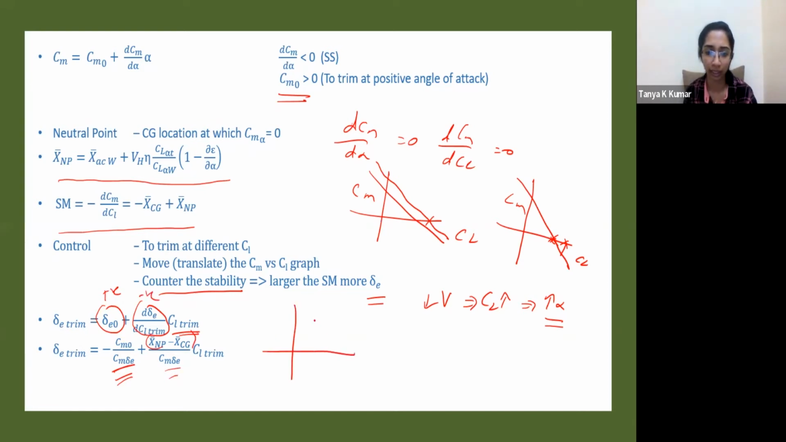So your delta E versus CL trim graph is like this. You have a positive intercept and a negative slope. Okay, so this graph gives you how much you need to deflect your elevator to fly at any given CL trim. This is CL trim.